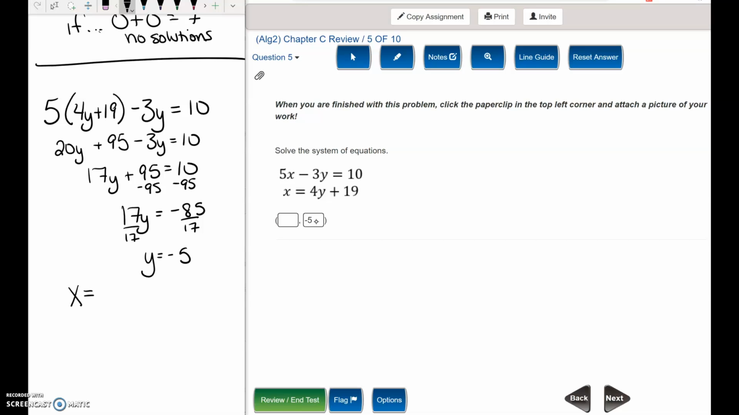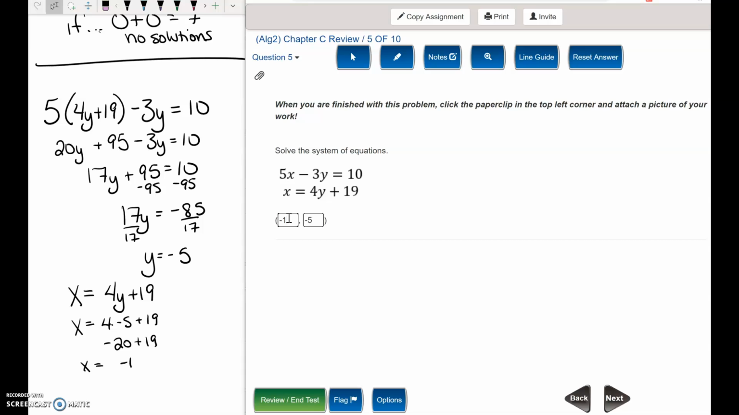Now we'll use that equation x = 4y + 19, and we'll plug that -5 in. 4 times -5 + 19, that would be -20 + 19, which is -1. So x = -1. And again, minus sign, 1, no spaces, no funny business.